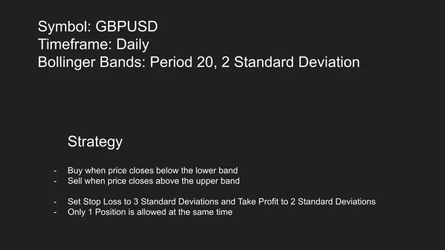Here's a strategy. We will trade on the GBP/USD daily chart with Bollinger Bands period 20 and two standard deviations. The strategy will buy when price closes below the lower band, and sell when the price closes above the upper band. For stop loss, we will set it to 3 standard deviations and take profit to 2 standard deviations. Only one position is allowed at the same time.